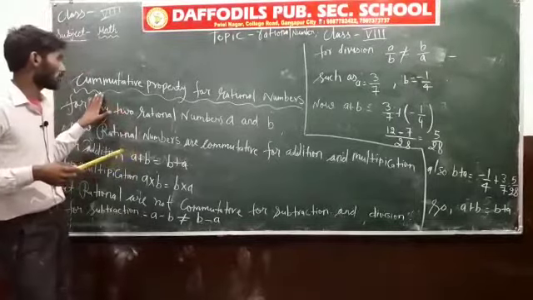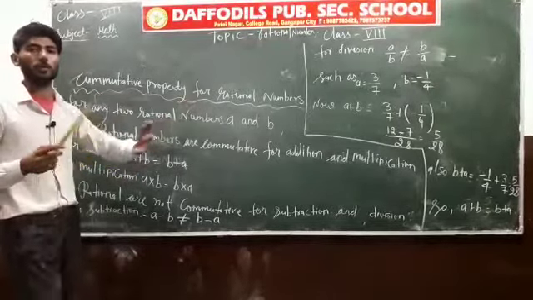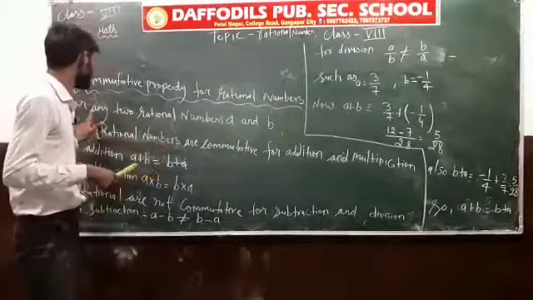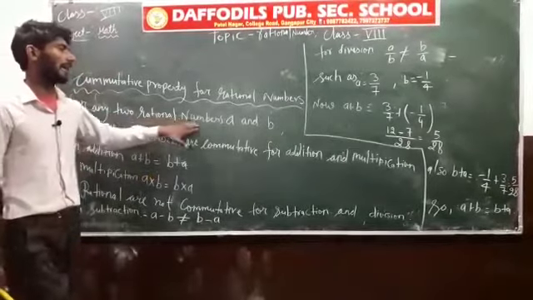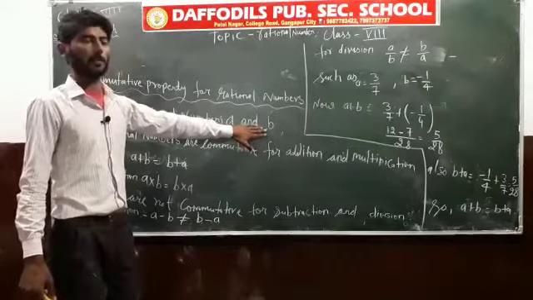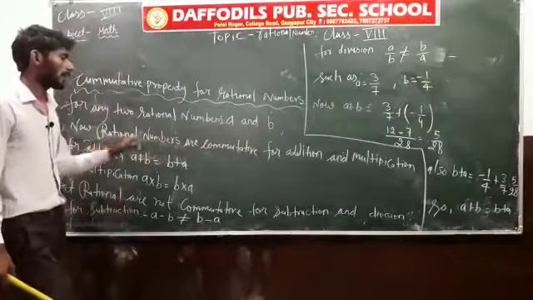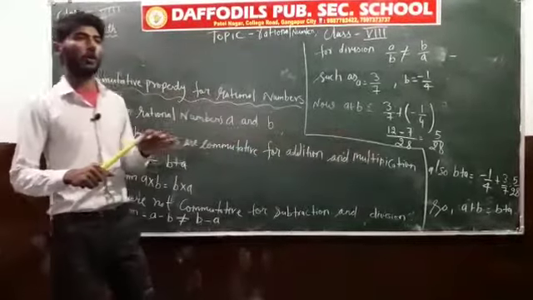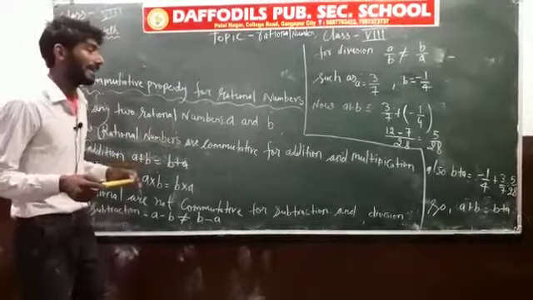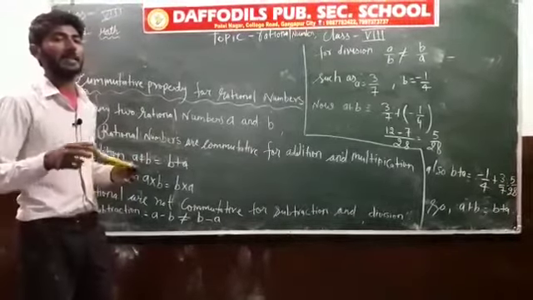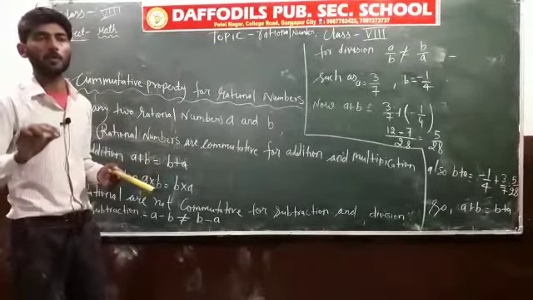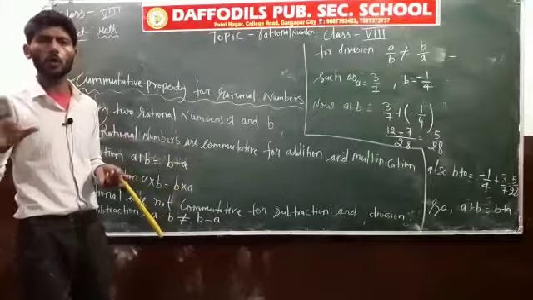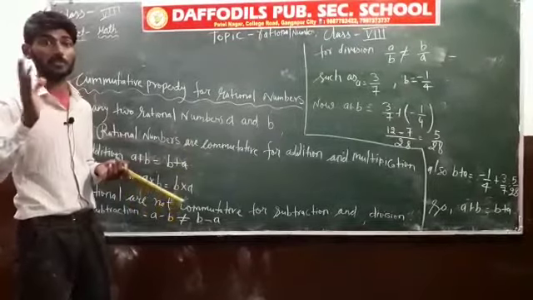Understand? So now let's talk about the commutative property: we can add both numbers in any order, and that is called the commutative property. Okay, now listen, for any two rational numbers a and b, rational numbers are commutative for addition and multiplication. This means you can add two numbers in any order. You can write 3 + 5, you can write 5 + 3. No change, both the terms are equal.